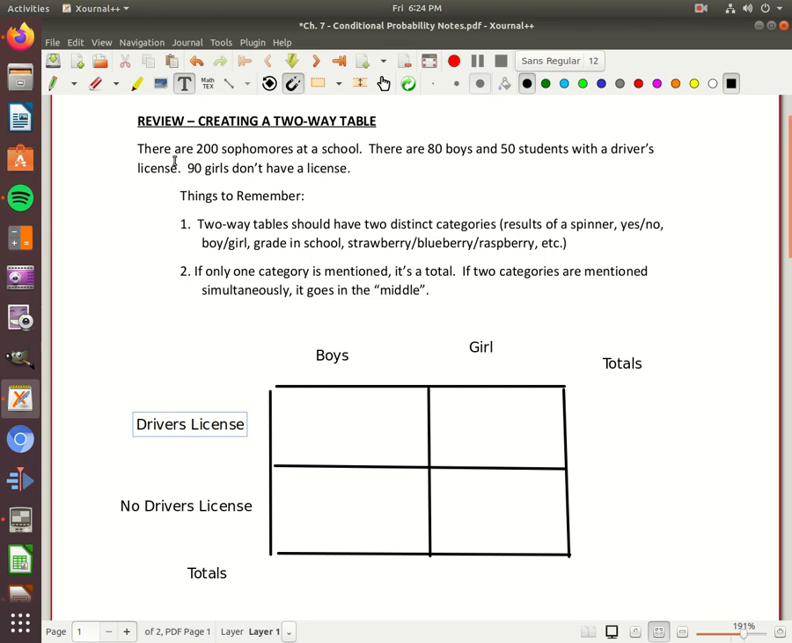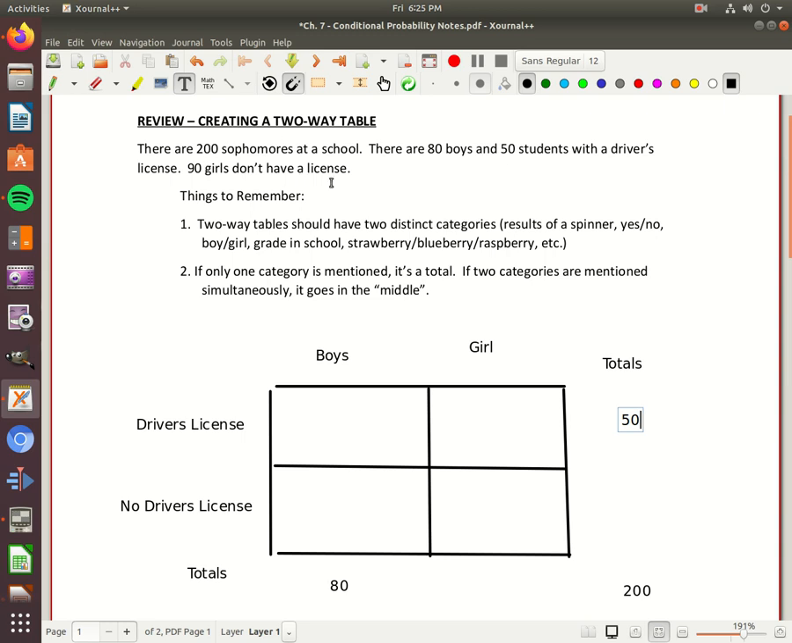So we'll go back and read the question. It says there's 200 sophomores at a school. Well, it sounds like sophomores is going to include everyone with a driver's license and not a driver's license, and everyone that's a boy and a girl. So that's going to be our total, 200. There's 80 boys. Now, you'll notice it mentions that there's 80 boys, but it doesn't say anything about a driver's license. So that has to be a total. They say there's 50 students with a driver's license. Again, it doesn't say anything about whether they're a boy or a girl. So we can assume that that must be a total.